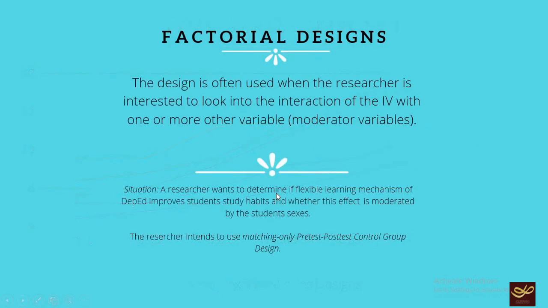So I will now move to the last design, that is an addendum to the original intention: the factorial designs. Now, what is a factorial design? This is the type of design often used when the researcher is interested to look into the interaction of the independent variable, so not the dependent variable, but the independent variable, with one or more other variables. What are these other variables? These are the moderator variables.